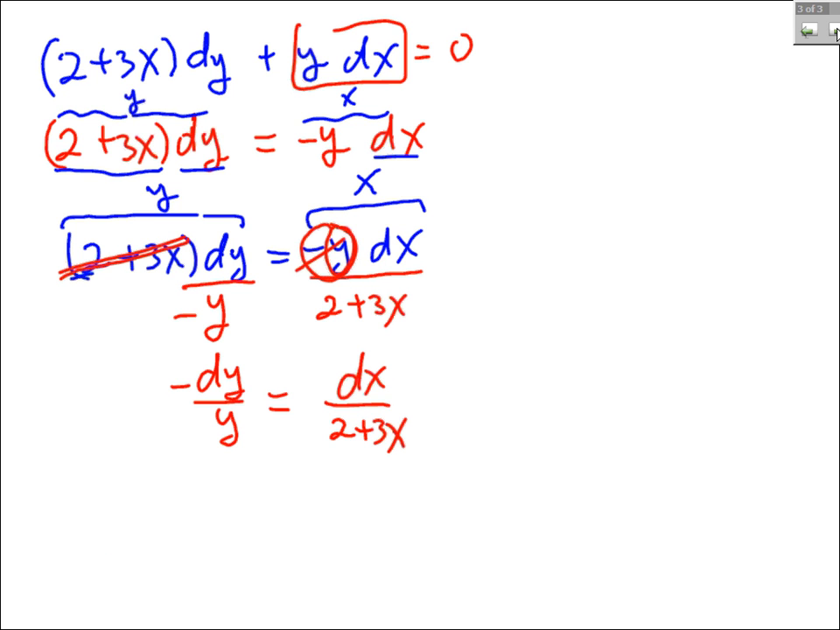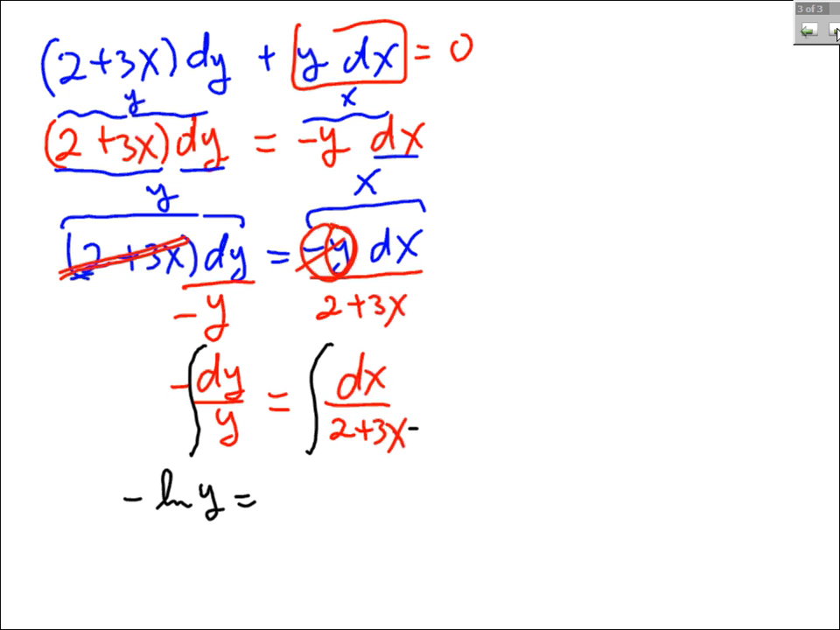Now I can integrate both sides. I'll integrate the left side. Notice I factored out the minus sign. I'll integrate the right side. The left side is negative that integral. Well, the integral of dy over y is ln of y.